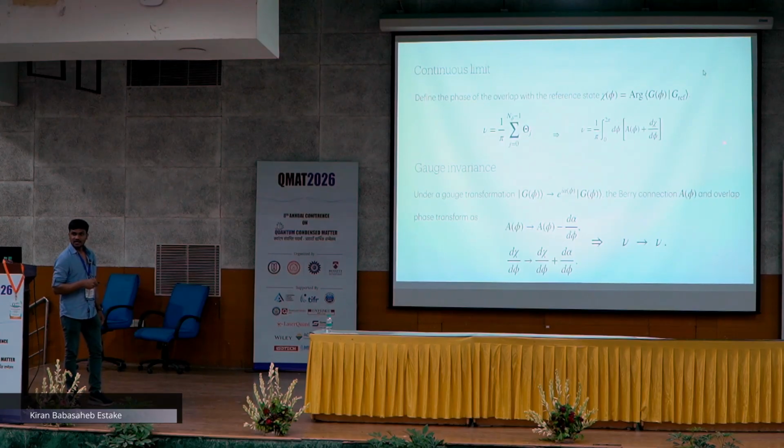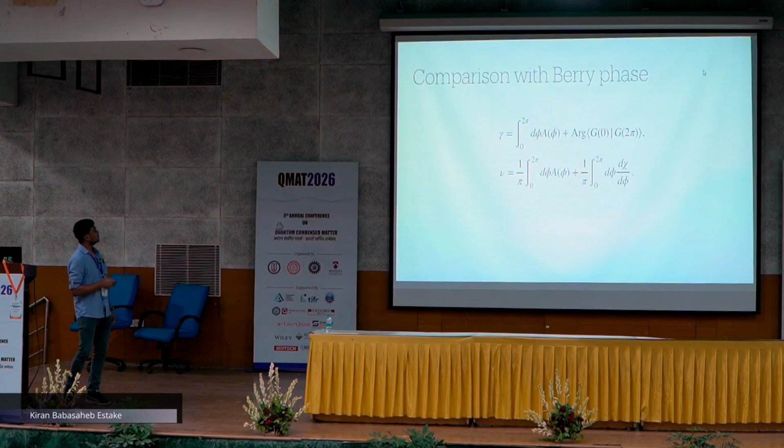Now it is easy to see that this formula is gauge invariant. To do that, we can take a gauge transformation. Under G, phi going to e to the alpha phi G phi, it can be shown that the A phi goes to A phi minus d alpha by d phi, where alpha is the gauge transformation, and the d chi d phi term goes to d chi d phi plus d alpha by d phi. And since in the expression for Pancharatnam's winding number, the summation of A phi and d chi d phi appears, the alpha terms, the gauge-dependent terms, cancel, and the nu remains invariant under this gauge transformation.